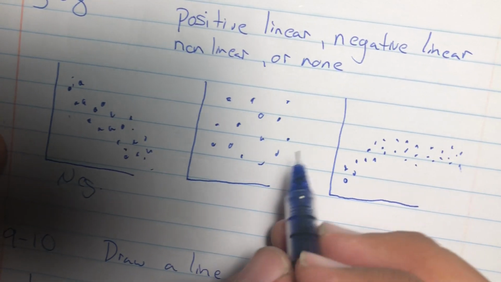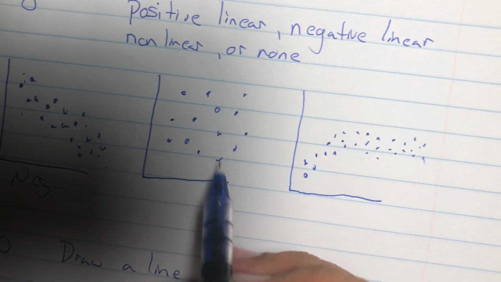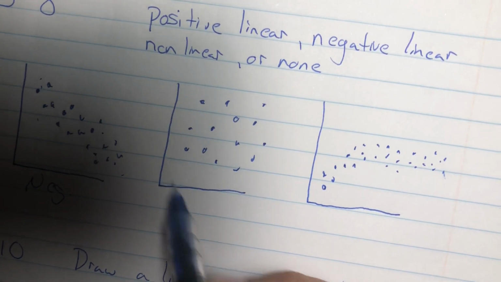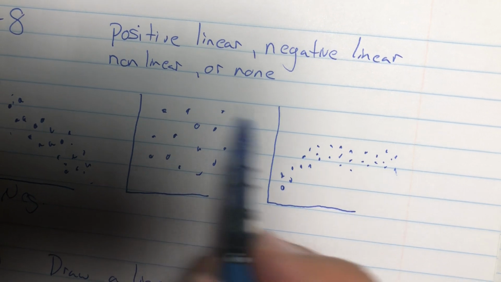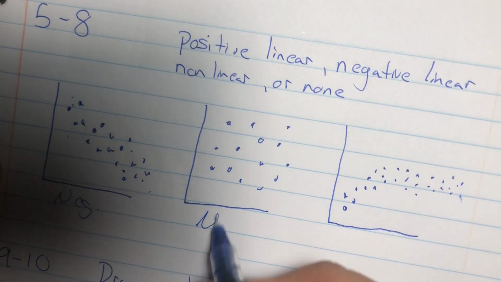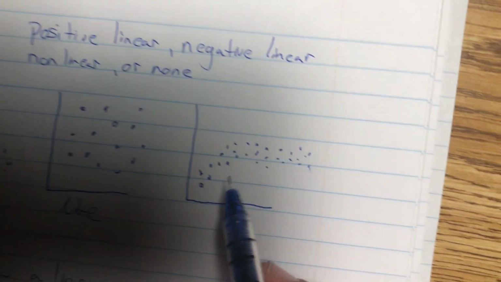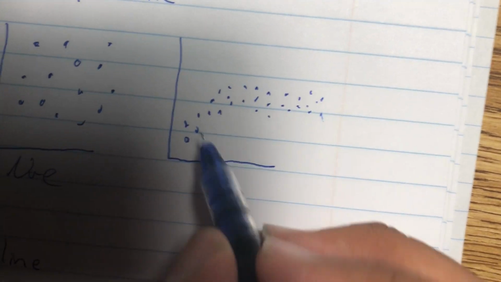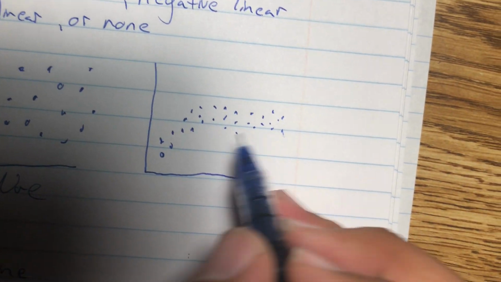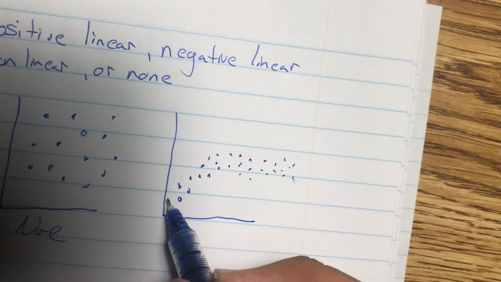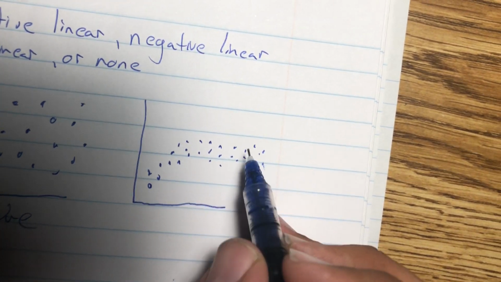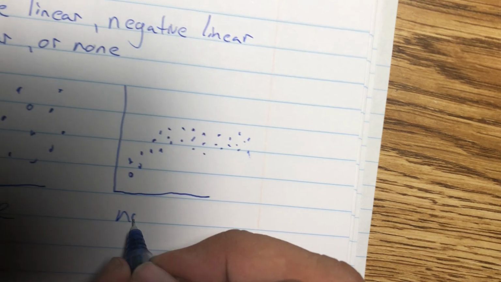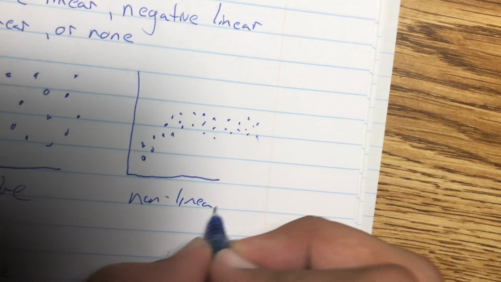This one here is none because it has no rhyme or reason to it. There's no line that I can make of any point, any straight line, any curved line, anything like that. So it is none. This one here does have a pattern, but it's not a straight line. It goes up and then curves and turns right. So it does have a pattern, but it's not linear. So this is just non-linear.